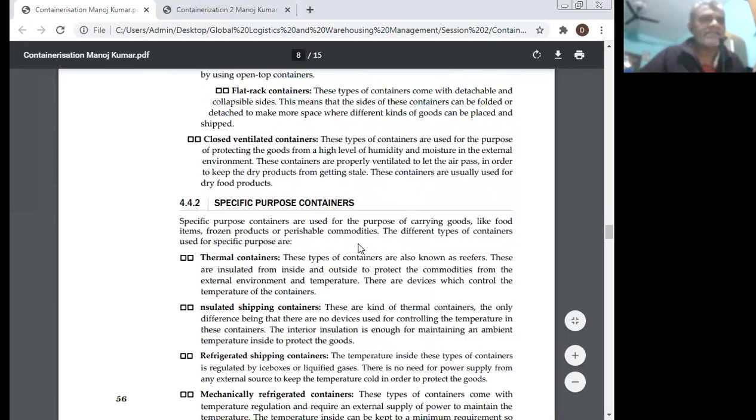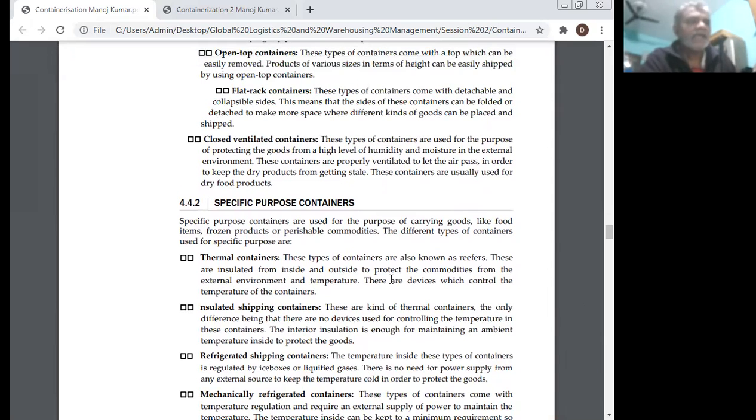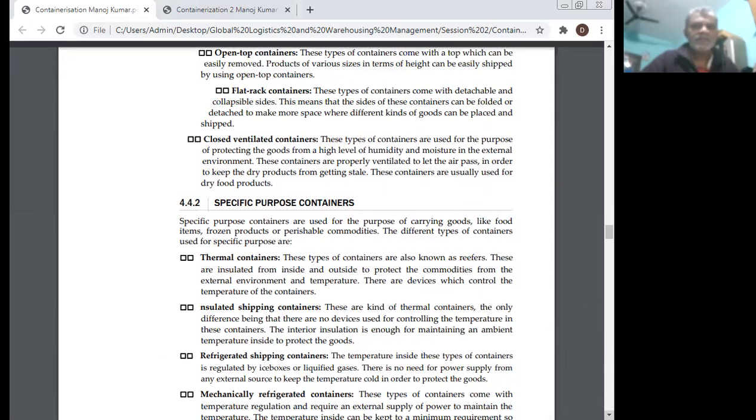Specific purpose containers are used for carrying goods like food items, frozen products, or perishable commodities. The different types of containers used for the specific purpose are thermal containers. These types of containers are also known as reefers. These are insulated from the inside and outside to protect the commodity from the external environment and temperature. There are devices which control the temperature of the container.